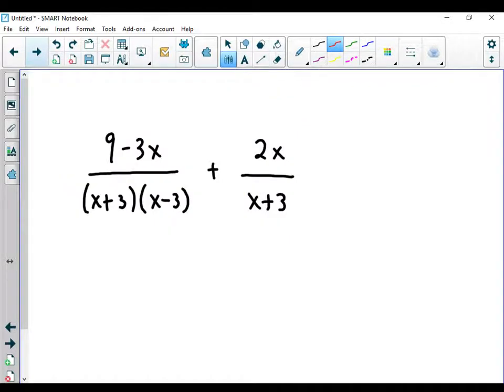All right, why don't you guys try this? We've got (9 minus 3x) over (x plus 3)(x minus 3), and we're going to add to that 2x over (x plus 3). So why don't you pause the video and try this problem? And after you've gotten your solution, go ahead and start the video back up, and you can check and see how you did.